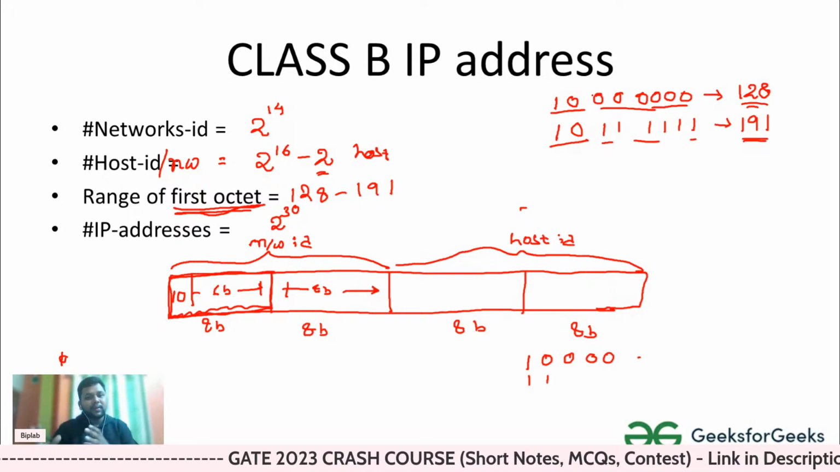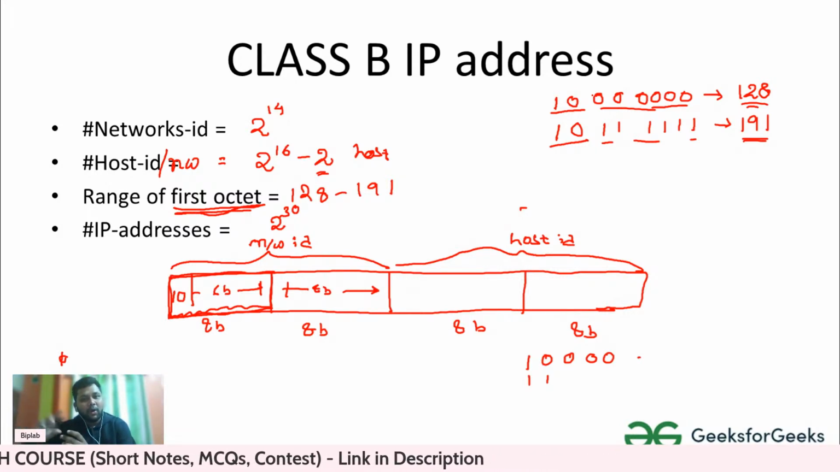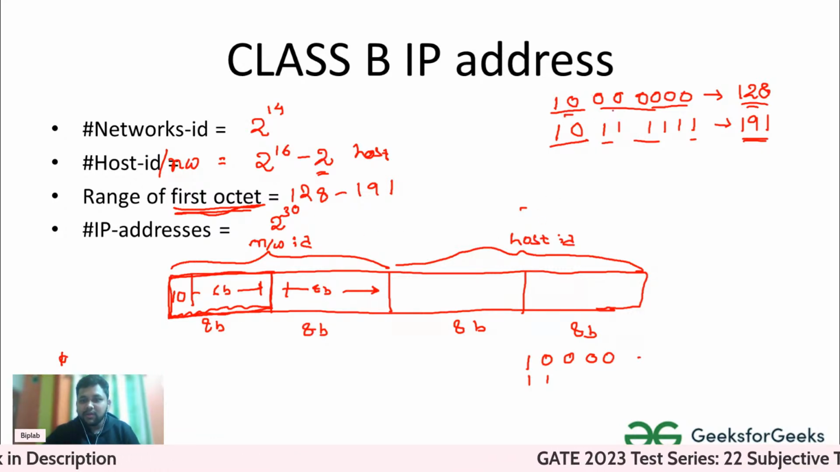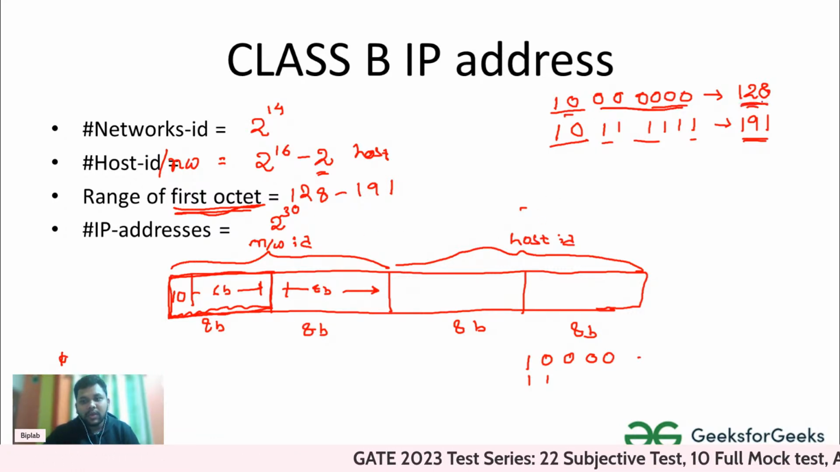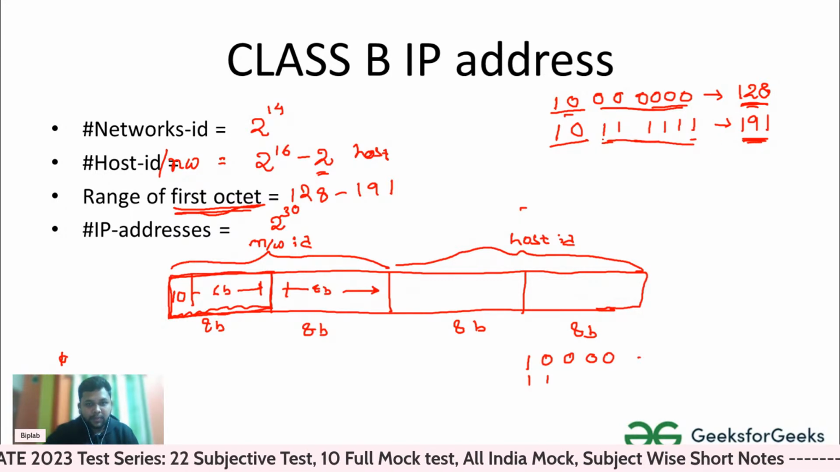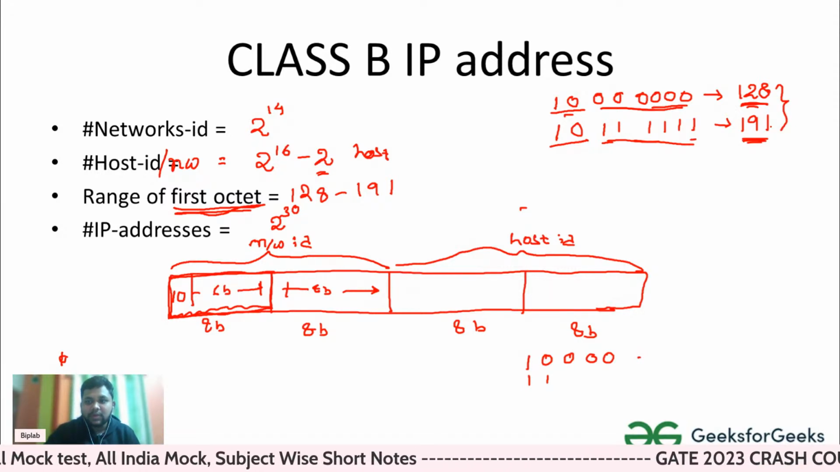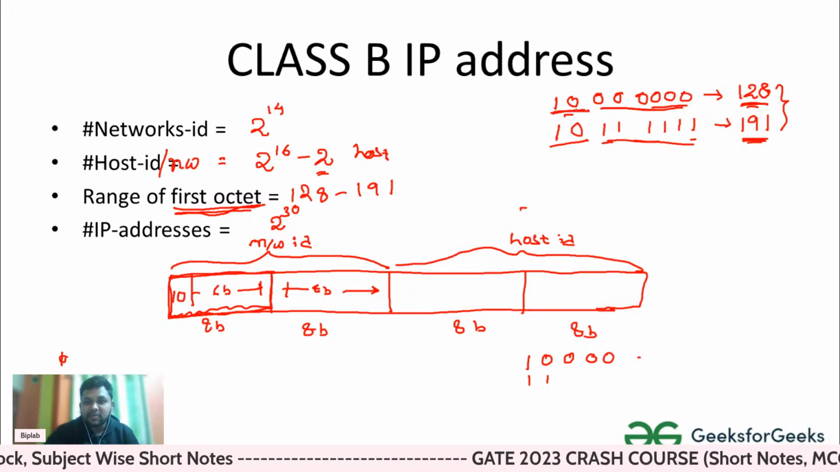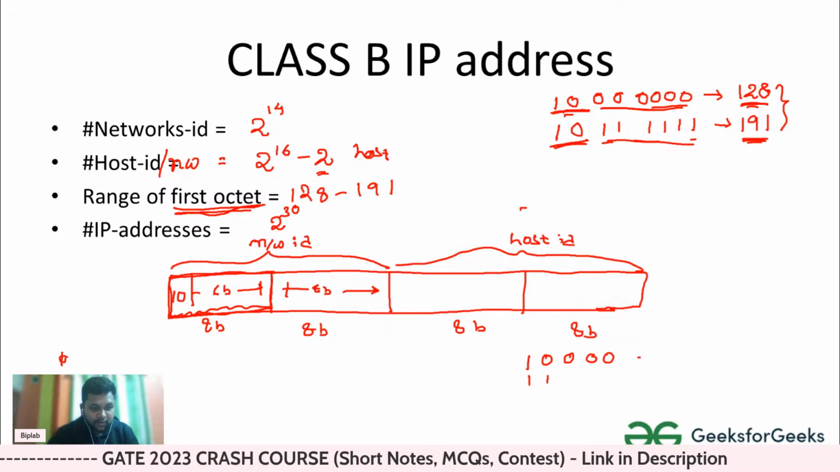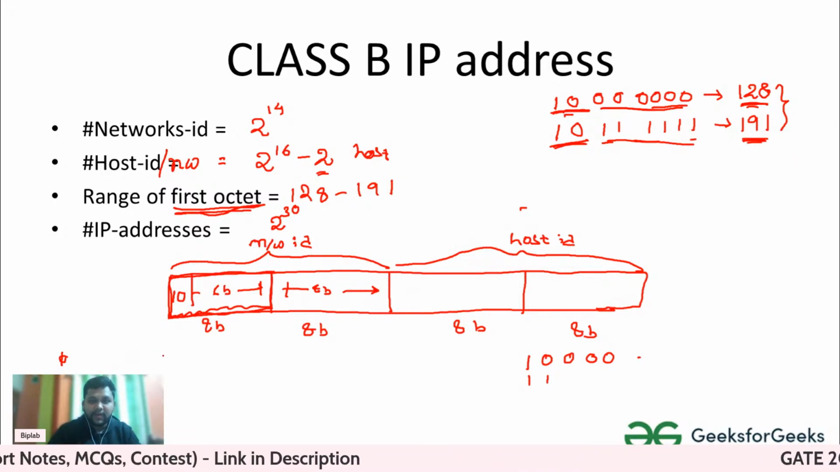Okay, and to get the maximum number, the first 2 bits are obviously 10 and the rest of the 6 bits will be all ones to get the maximum. So when we put all 0s we get 128, and when we put all 1s we get 191. That is the range. That means any number between these two will surely have the first 2 bits as 10, and any number outside of this range will not have the first 2 bits as 10.